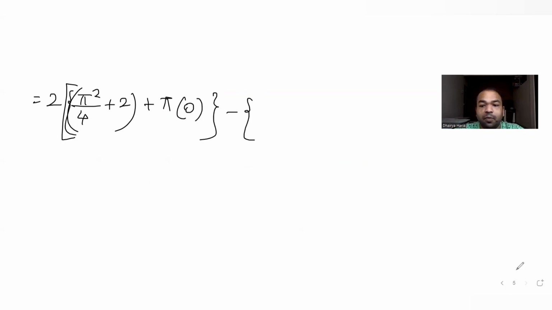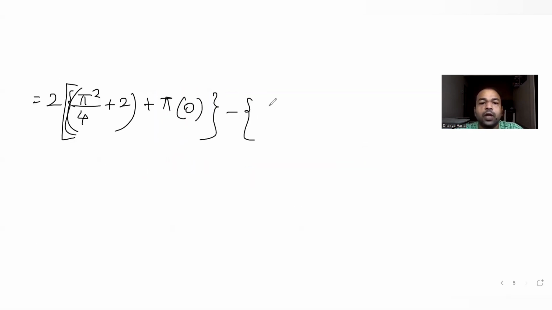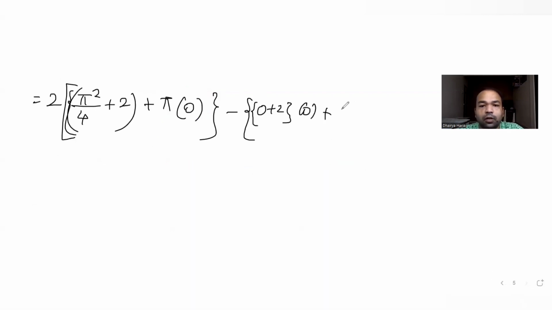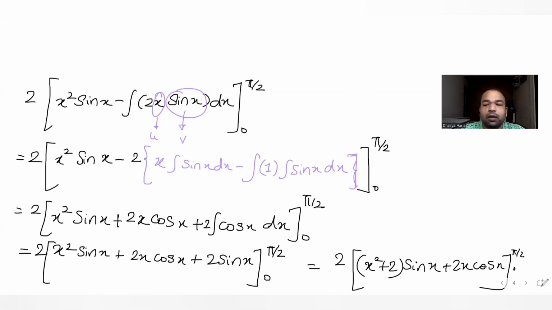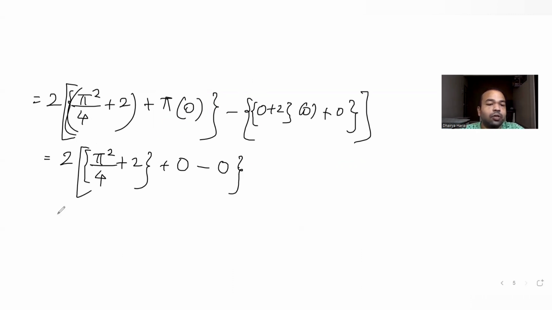Now negate, minus, if I put the second limit also, you get this is 0 plus 2 times sine of 0. Sine of 0 we already know it is 0. You have here 2 times 0 into cos x, so cos 0 again, so you get this as 0. This is the entire answer. Now try to solve this expression. You get 2 times of pi square by 4 plus 2 plus 0 minus 0. So you get 0, 0 gets cancelled.